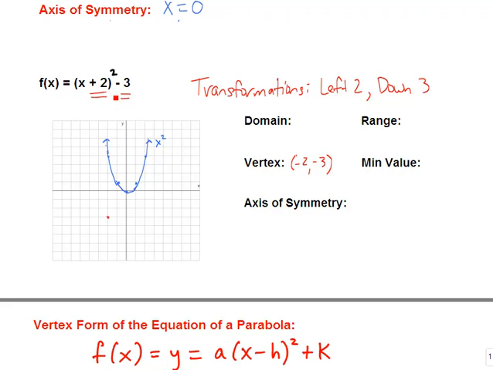If we have these transformations written out very nicely for us, we just take the opposite of this inside number for the x value and the same number for our y value. And that's going to be our new vertex. Once we know our vertex, then we're going to use our pattern.